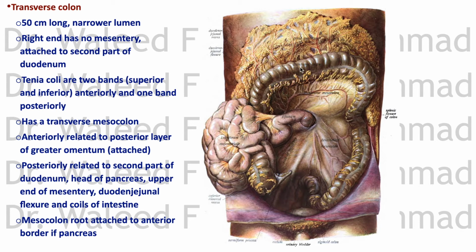Posteriorly, the colon is related to the second part of the duodenum, head of pancreas, upper end of the mesentery, and duodenojejunal flexure of the small intestine. And the mesocolon root itself is attached to the anterior border of the pancreas. The pancreas has a triangular cut section with an anterior border, posterior-superior border, and posterior-inferior border. The anterior border has the transverse mesocolon attached to it. Remember this.